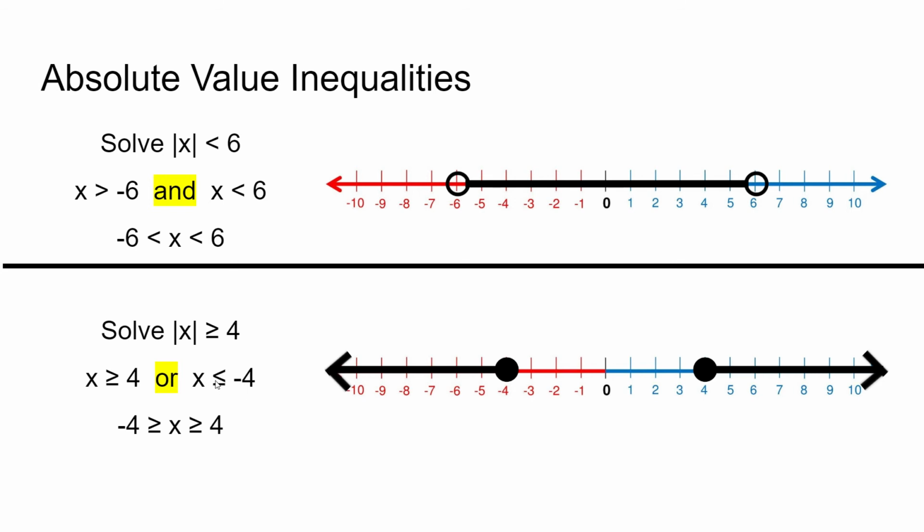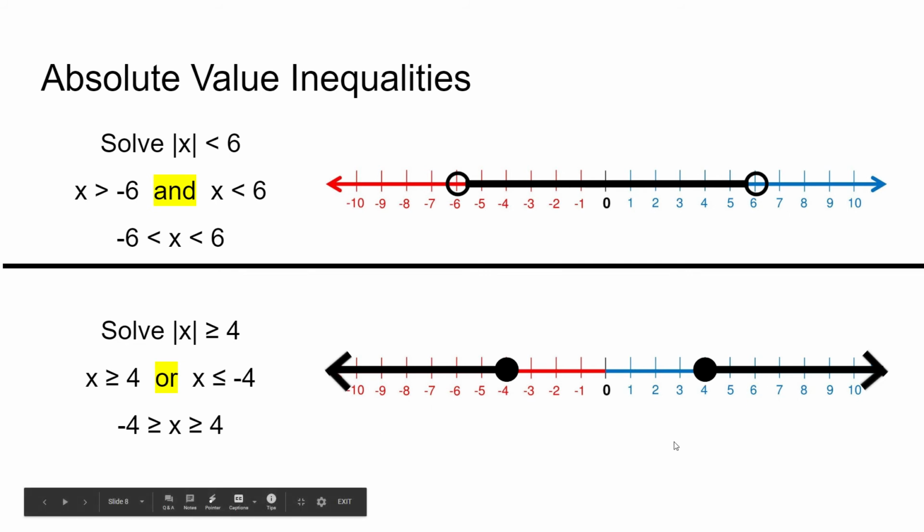on the negative. When graphing these inequalities, the less than inequalities will be a line in between the 2 points here, and the greater than inequalities will be 2 continuous lines from the 2 points, and they'll be facing away from each other.